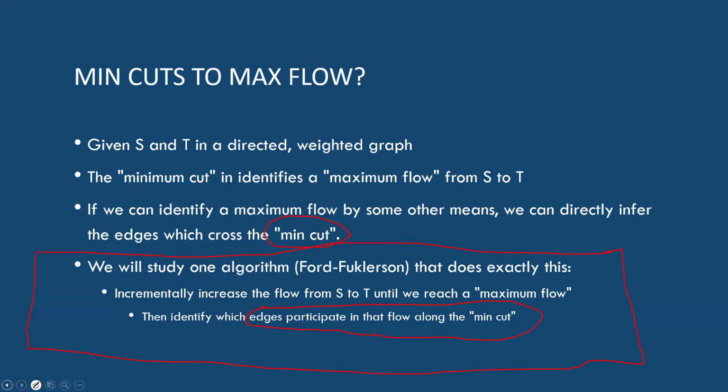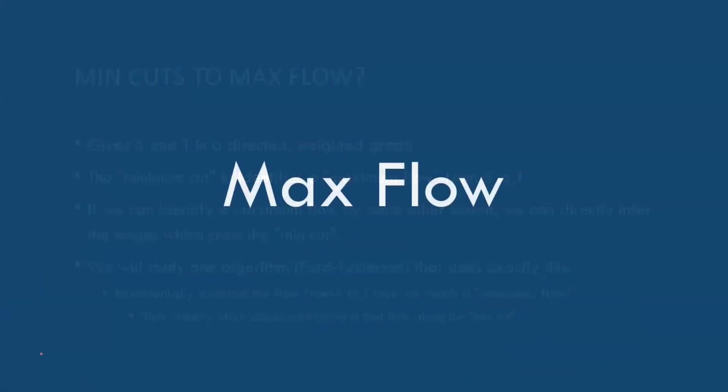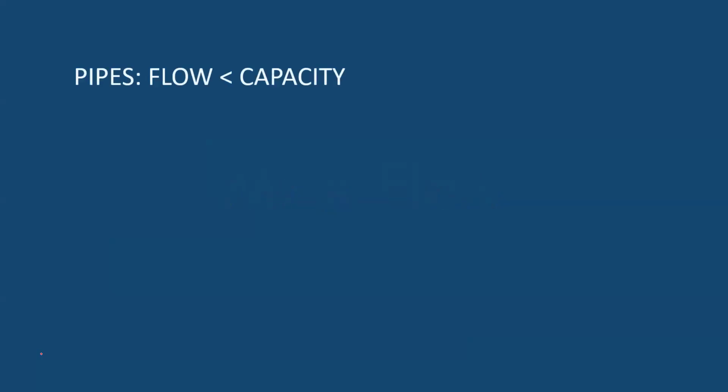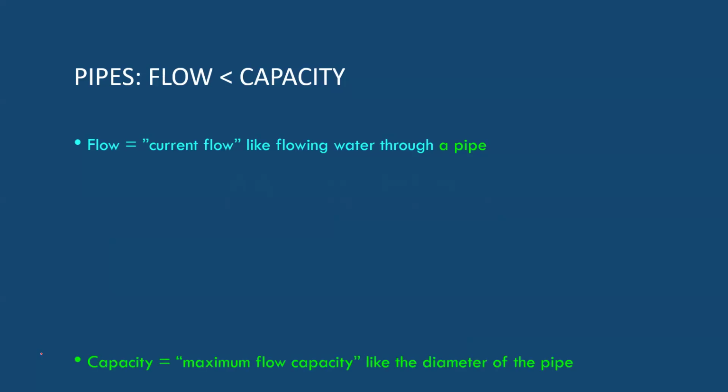So we don't necessarily need to solve it in terms of the 2 to the V minus 2 possible cuts. We can do something a little more incremental, and that's the solution to the max flow problem. So let's set that situation up. We talked a little bit about flow going through water pipes.